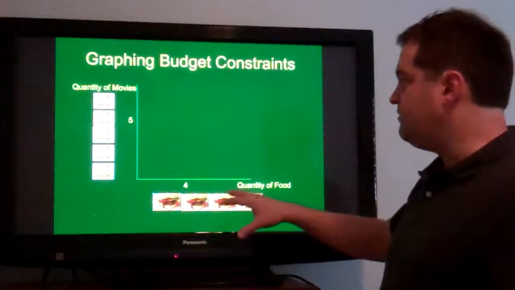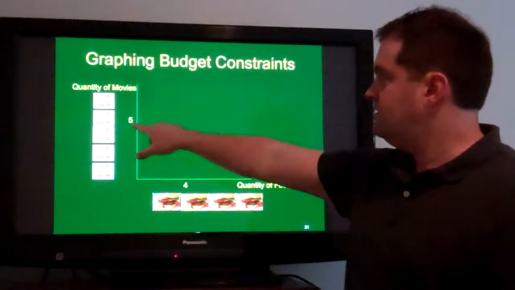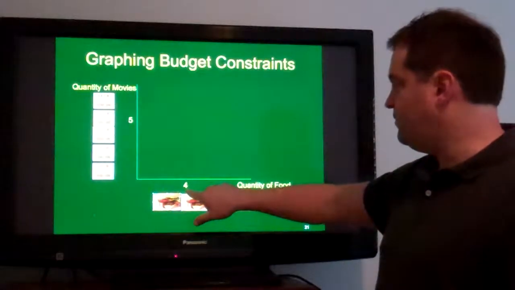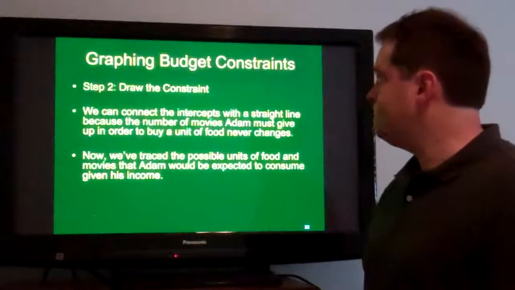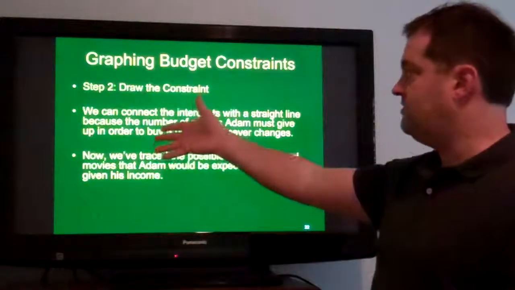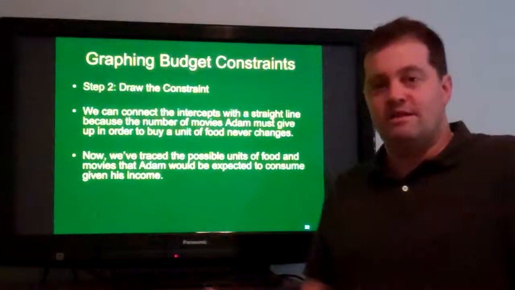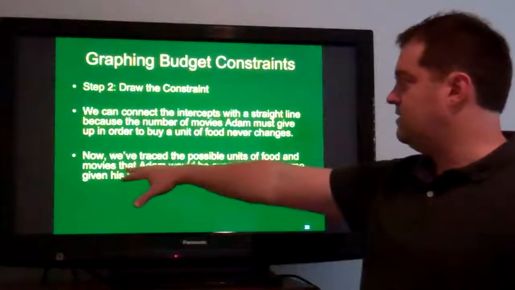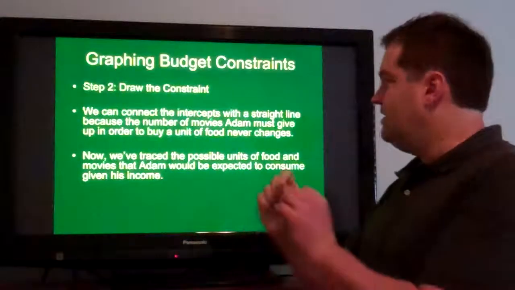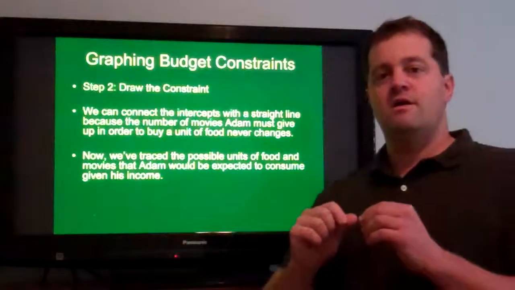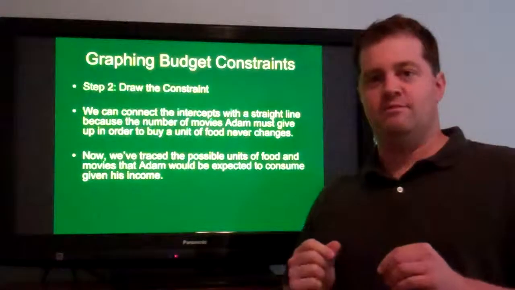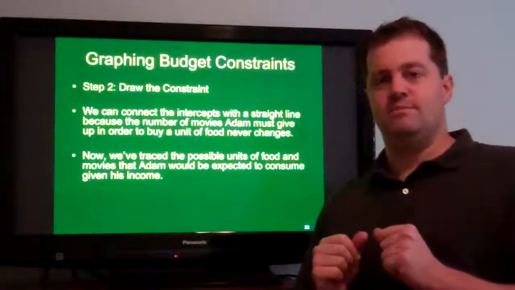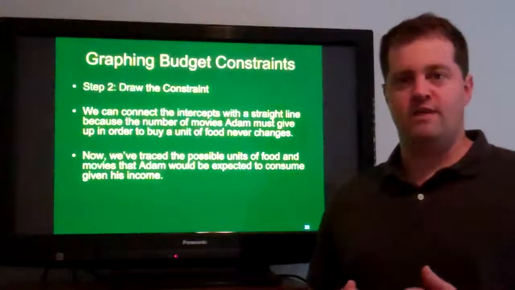So if we graph these budget constraints, the intercept for the movie axis is 5, and the intercept for the food axis is 4. And obviously this is a linear budget constraint, it's a line, so we just connect the intercepts. And what we've done here, and it's important that students understand this, is that we've traced the possible number of food and movies that Adam can buy. That tells us how well off Adam can be given his income and the prices that he faces for the two goods.